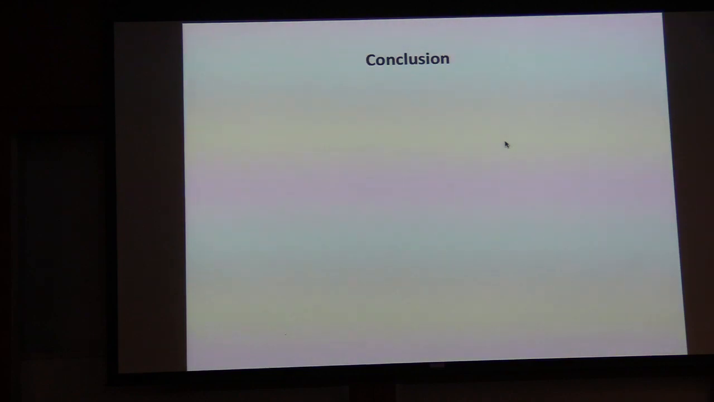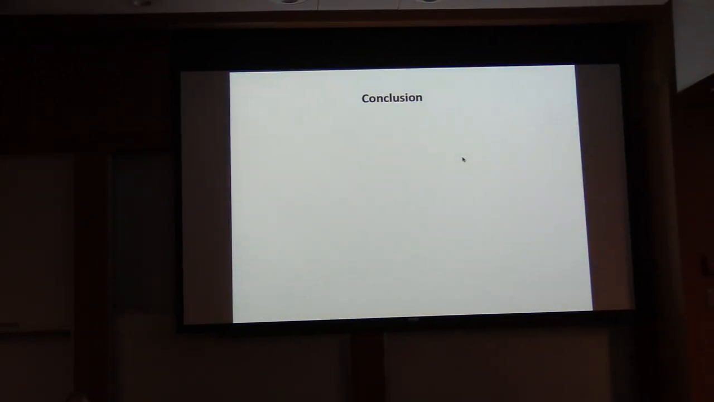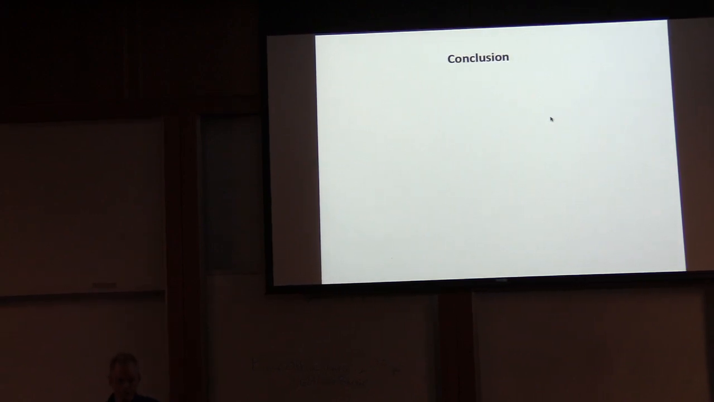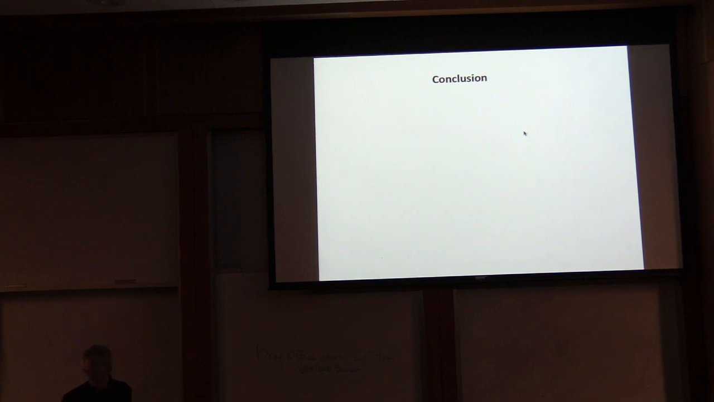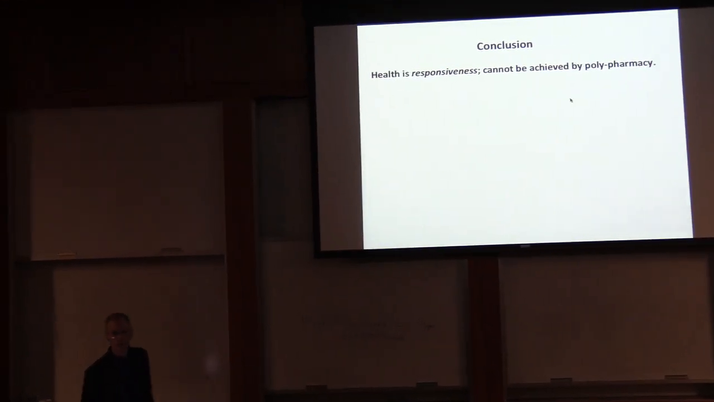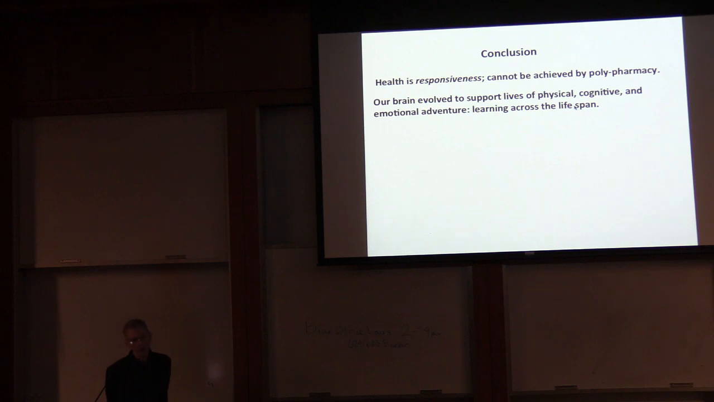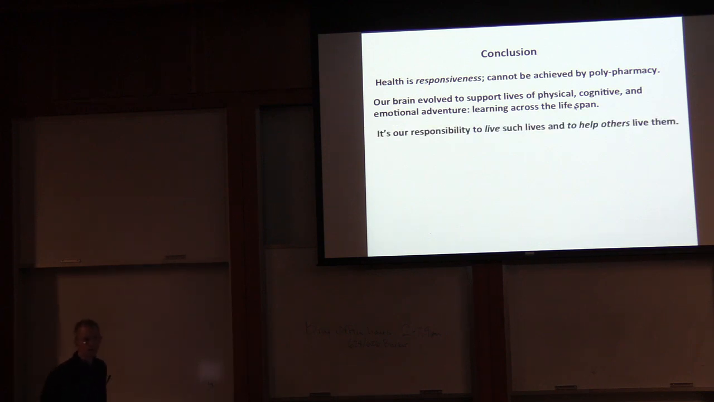So, in conclusion, Rabbi Hillel was once challenged to explain the Torah while standing on one leg, and without hesitation he did it. So if you ask me something like that, to be brief, I would say for this book, there's a lot in this book, but the basic thing is that health can't be achieved by polypharmacy. Our brain evolved to support lives of physical, cognitive, and emotional adventure, learning across the lifespan. And it's our responsibility, I think, to live such lives and to help other people live them. Thank you.